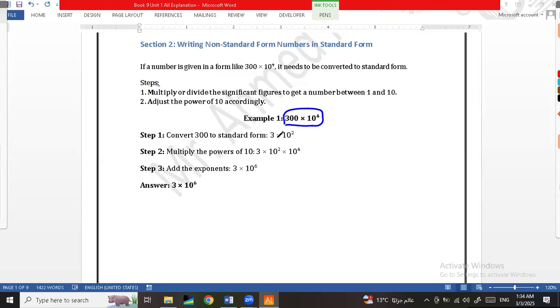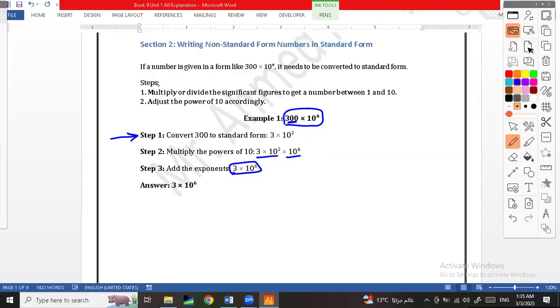Make it into 3. So, what is actually 300? Look at this. Convert 300 to standard form. Only 300? Yes, only the 300 converted into standard form. So 300 in standard form is going to be 3 times 10 to the power of 2. Now, it's 3 times 10 to the power of 2 times 10 to the power of 4, which is, you know that in multiplying, we add the indices. So it's 3 times 10 to the power of 6. Let's have a look at another example.